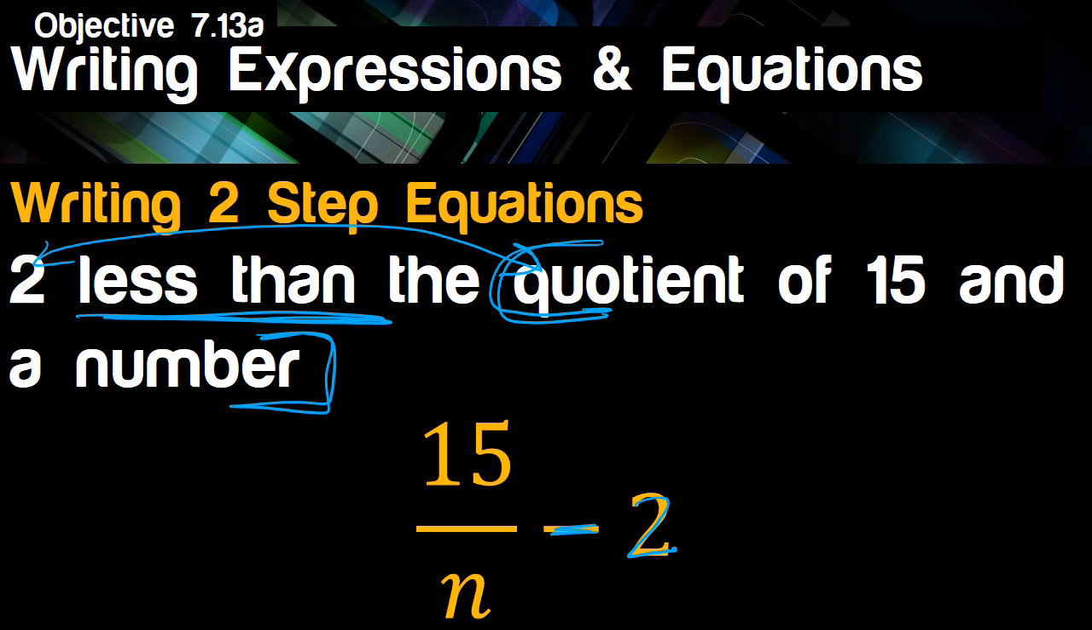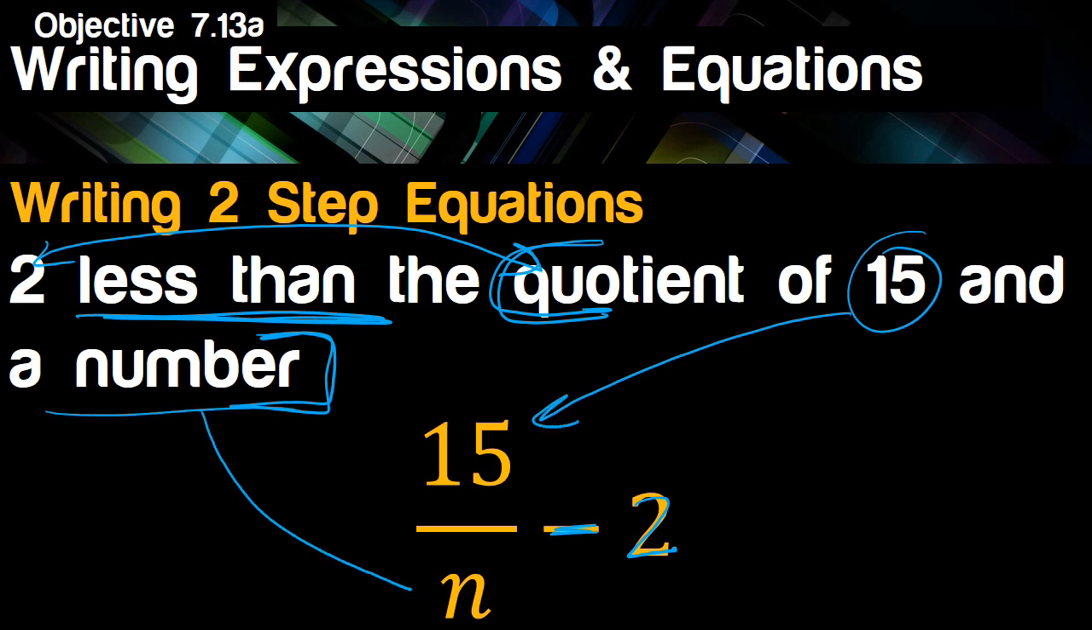And then we have the quotient of 15 and a number. So 15 is going to be our numerator. And then that number, we label that as n or x or a, whatever variable you want to use, you're going to put that into the denominator.